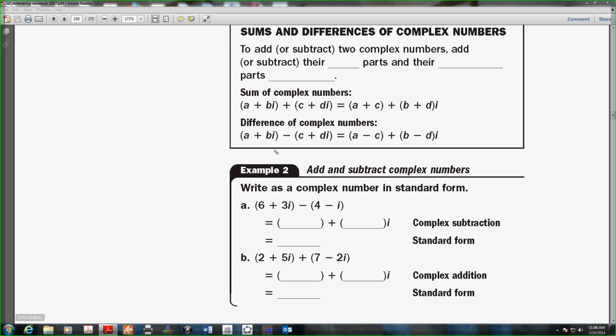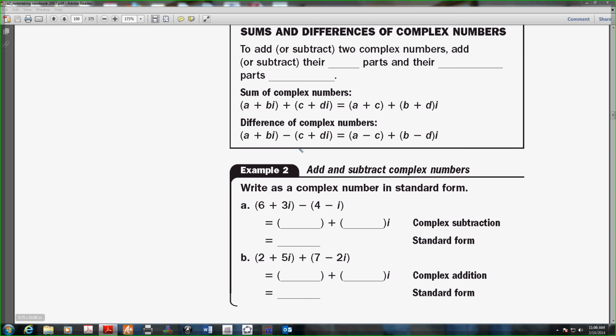Okay, continuing with example 2 of lesson 4.6. We have the first part, which you should be able to fill out after reading pages 275 and 276. Remember that every complex number has a real part and an imaginary part, unless it's a pure imaginary number. So here it says, write as a complex number in standard form.